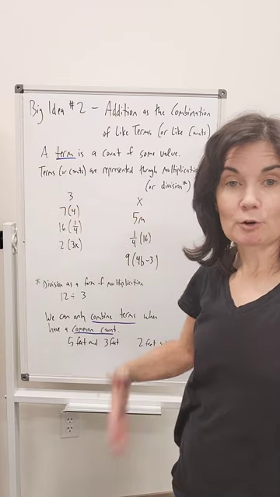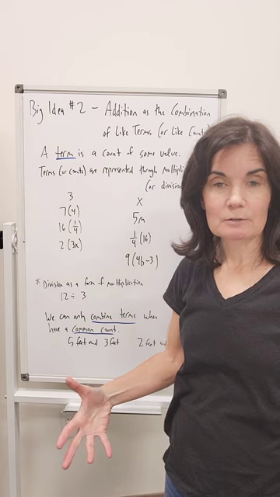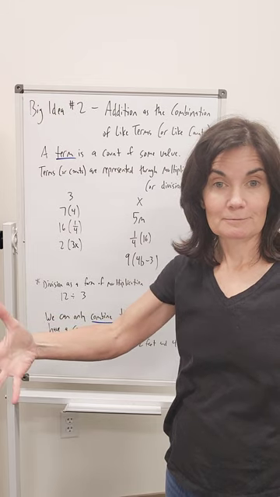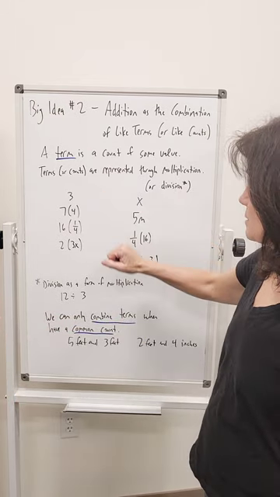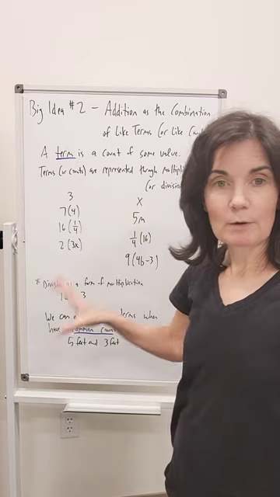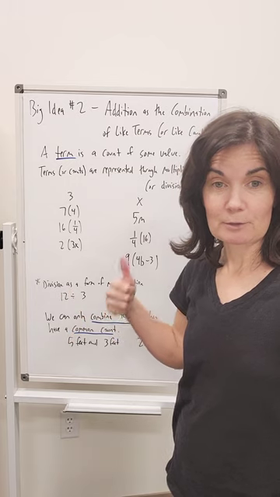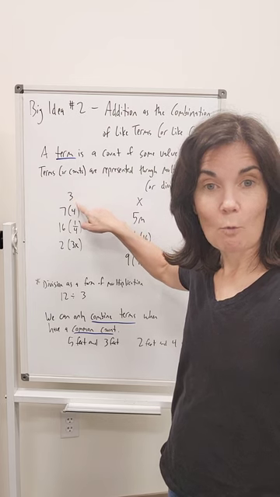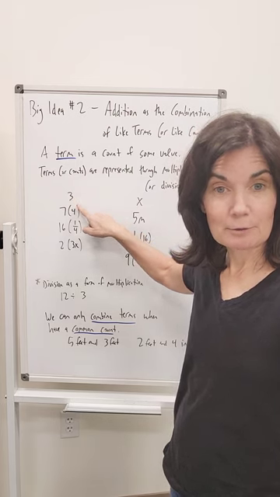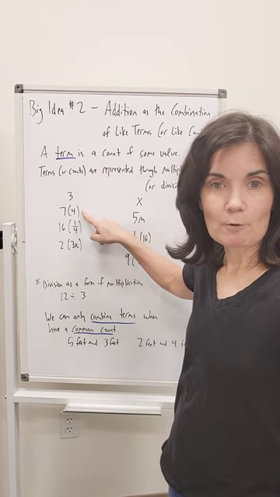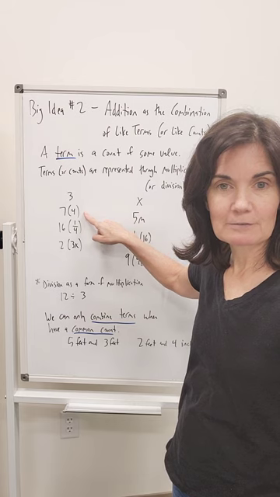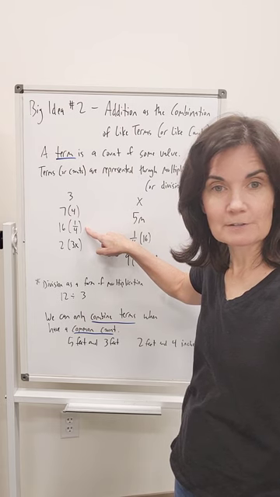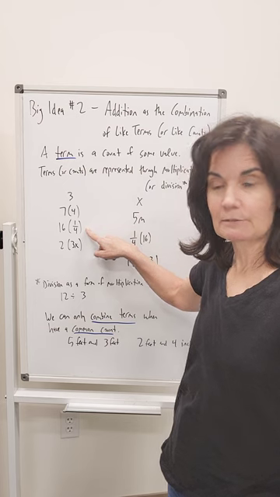And terms, or counts, are represented through multiplication, because we're saying I have so many of this value. And that's multiplication. Okay, so let's look at these, and again, just think about what they're counting. These are terms, these are counts. Here we've got a whole number 3. This is counting ones, and we have 3 of them. We have 3 ones, 3 wholes. 7 fours: we're counting fours, we have 7 of them. This next one, 16 one-fourths or 16 fourths: we're counting one-fourths and we have 16 of them.